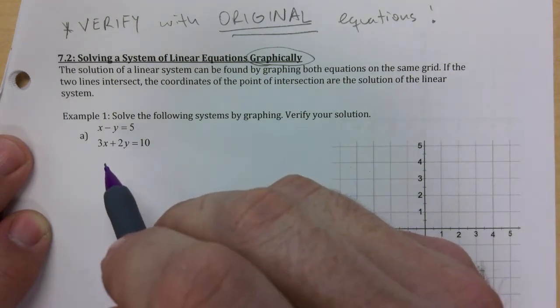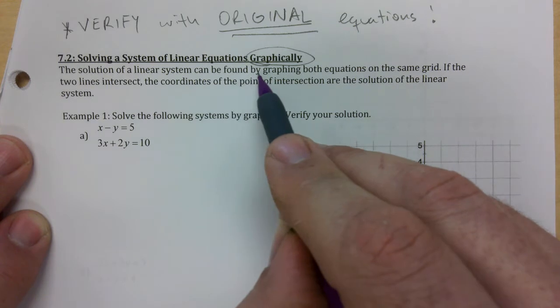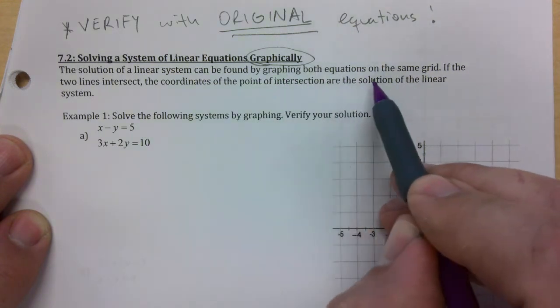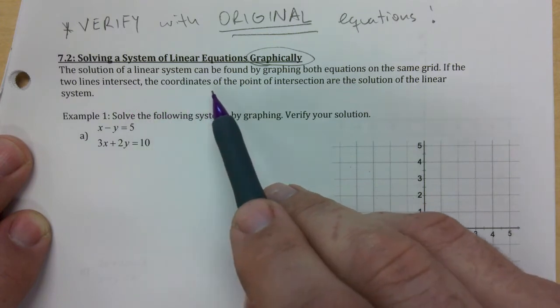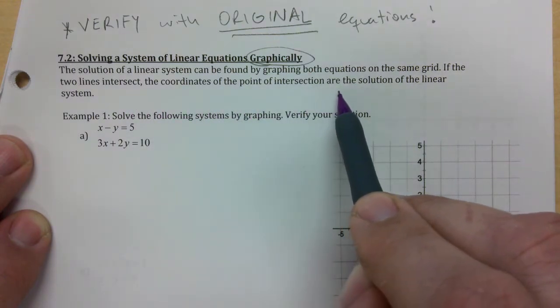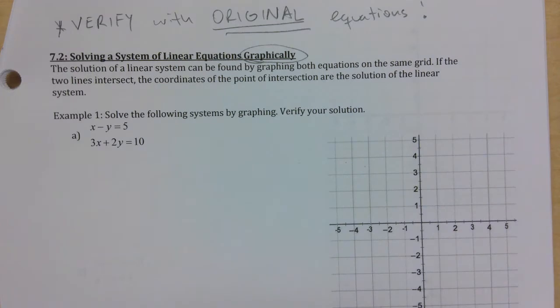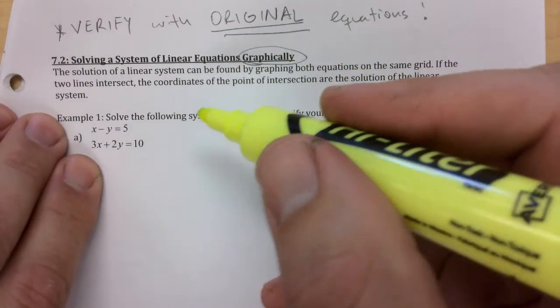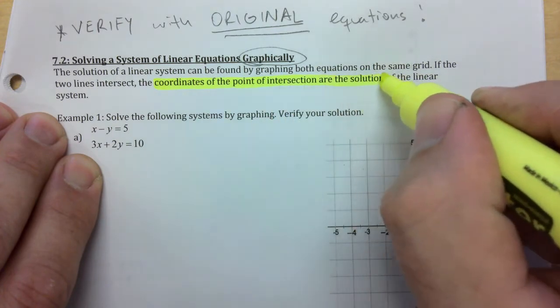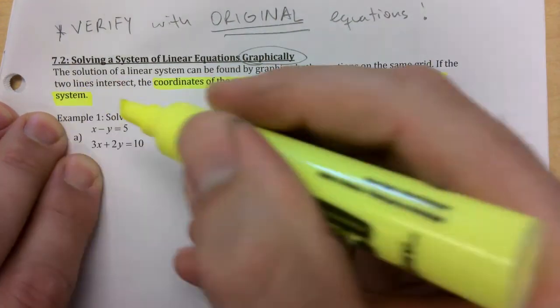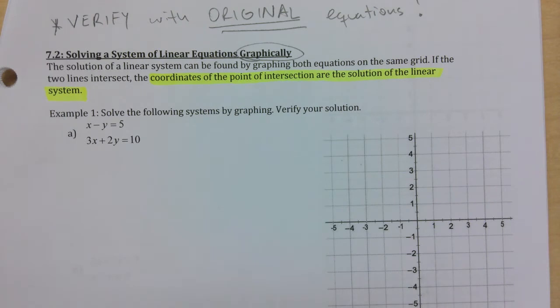Okay. The solution to a linear system can be found by graphing both equations on the same grid. If the two lines intersect, the coordinates of the point of intersection are the solution of the linear system. So here, the coordinates of the point of intersection are the solution to the linear system. Okay.